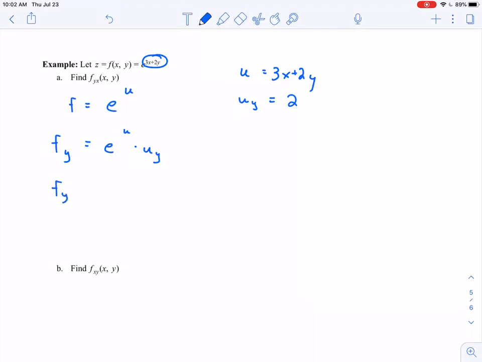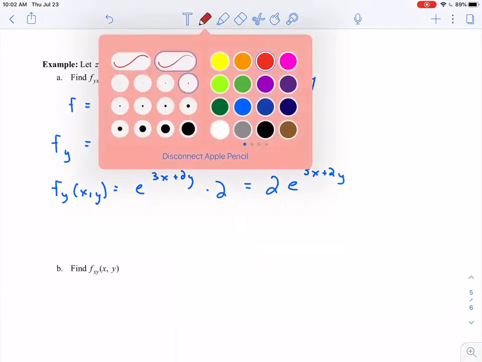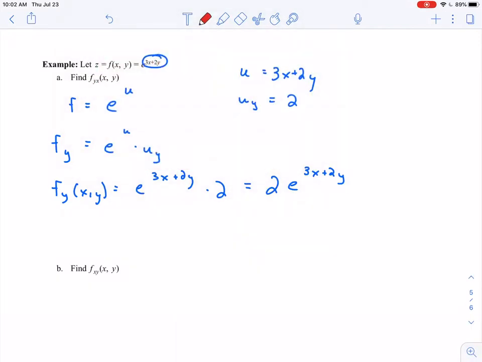So right now I have the first order partial derivative. This is equal to e to the 3x plus 2y times u sub y, which is 2. Maybe I'll rewrite that as 2e to the 3x plus 2y power. So here's my first order partial derivative. I want the second order partial derivative though.